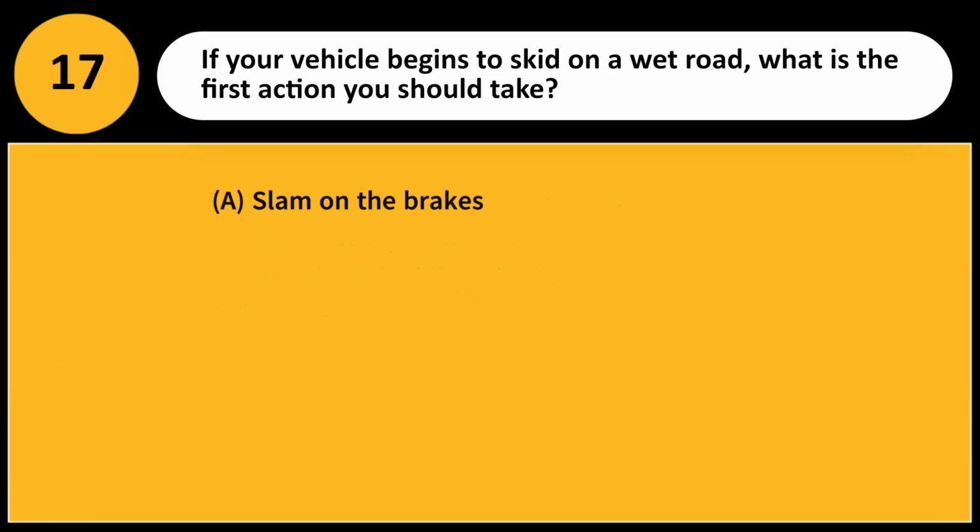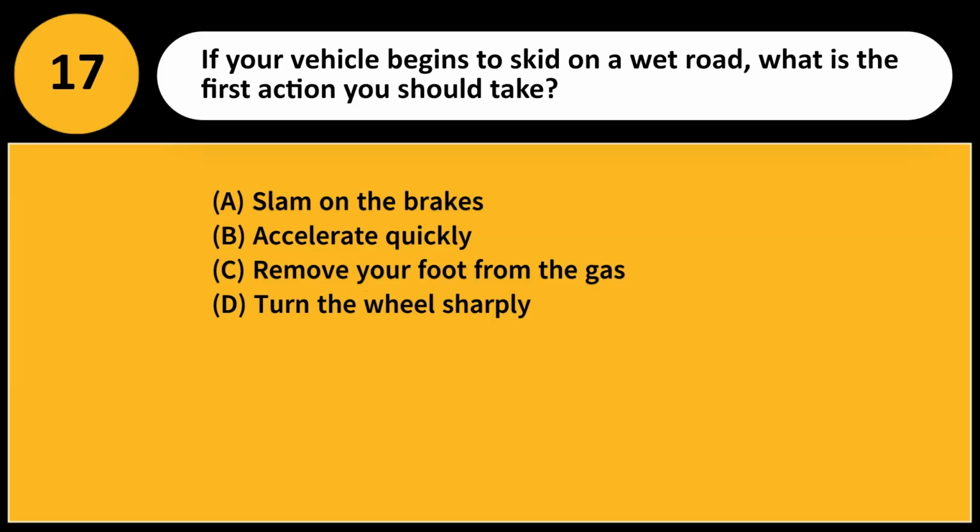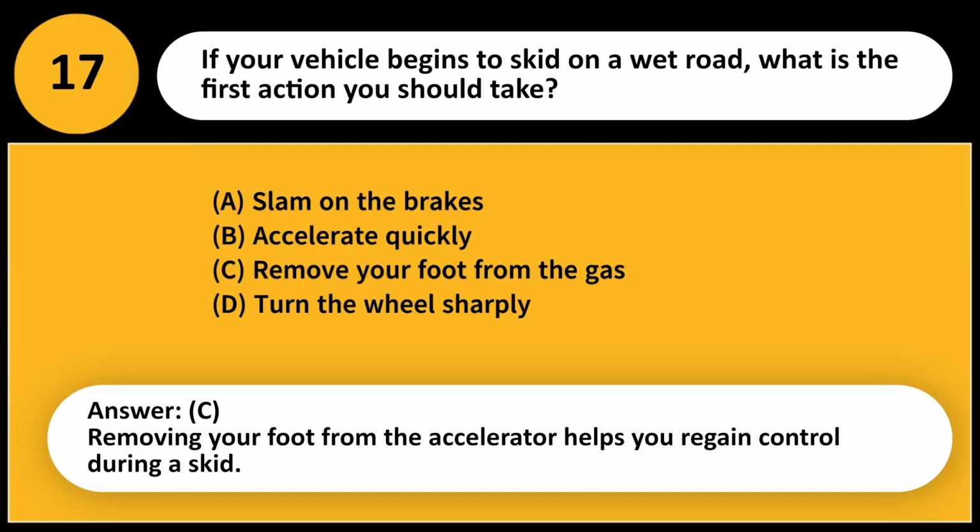If your vehicle begins to skid on a wet road, what is the first action you should take? A. Slam on the brakes. B. Accelerate quickly. C. Remove your foot from the gas. D. Turn the wheel sharply. Answer, C. Removing your foot from the accelerator helps you regain control during a skid.